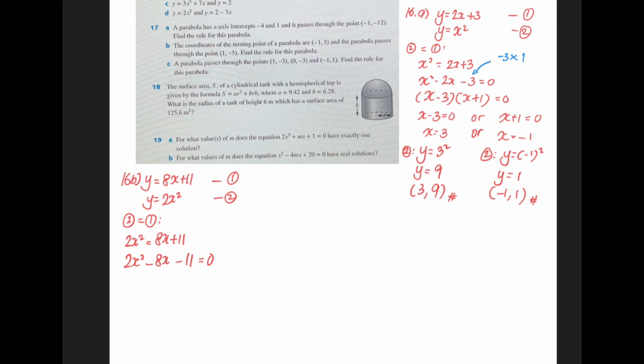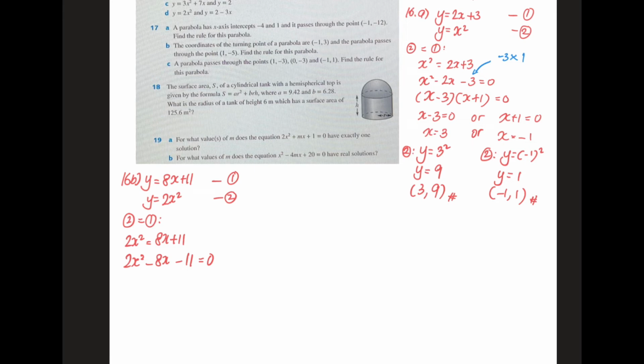So like this. And now we have to try to factorize this. So let's see, I check with calculator first. I think this one cannot be factorized. I just want to double confirm with calculator. Yeah, so we can't factorize this.